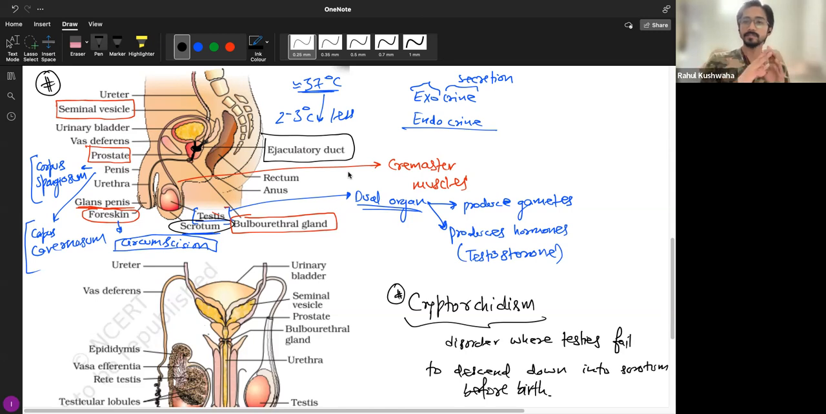So if sperms come out of the testes, if they are present in the vas deferens, it's not a big deal, they are always stored here. But if they cross this checkpoint and come into the ejaculatory duct, now they will be ejaculated and nothing can hold it. Makes sense, right? Yes, sir. That's why it's called the ejaculatory duct. Okay, perfect.